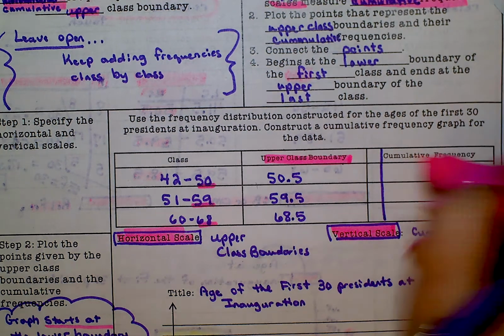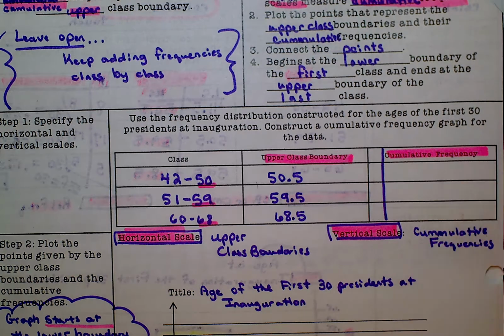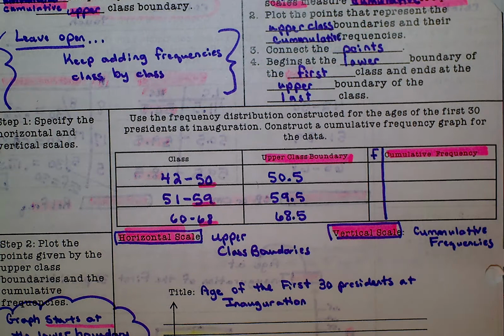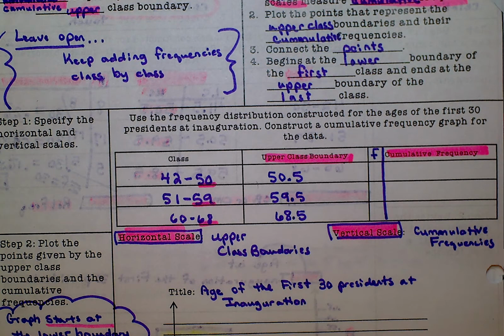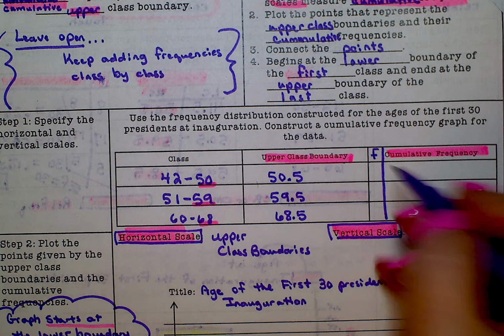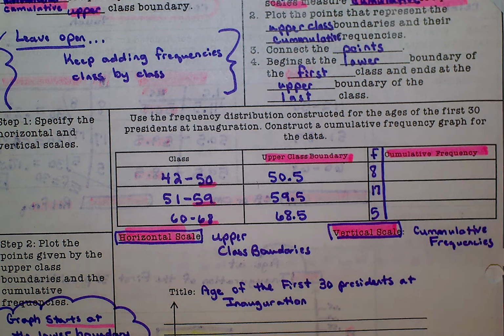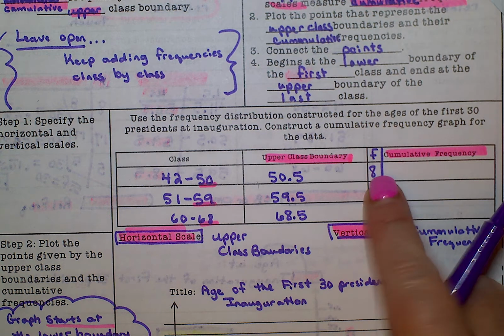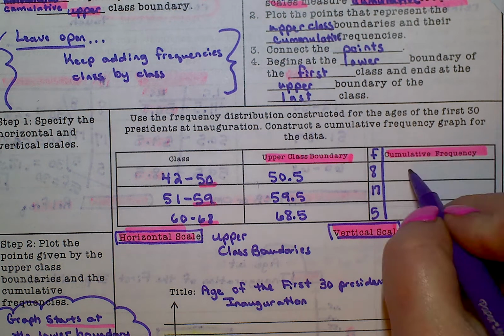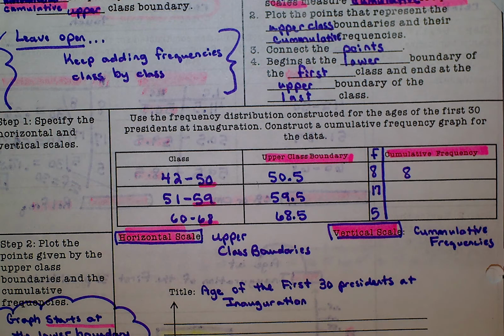I'm going to remind you how to do the cumulative frequency. So let's go back and get the regular frequency. Looking back, I think those were 8, 17, and 5. So to get the cumulative frequency, you just bring that over because that occurred 8 times.